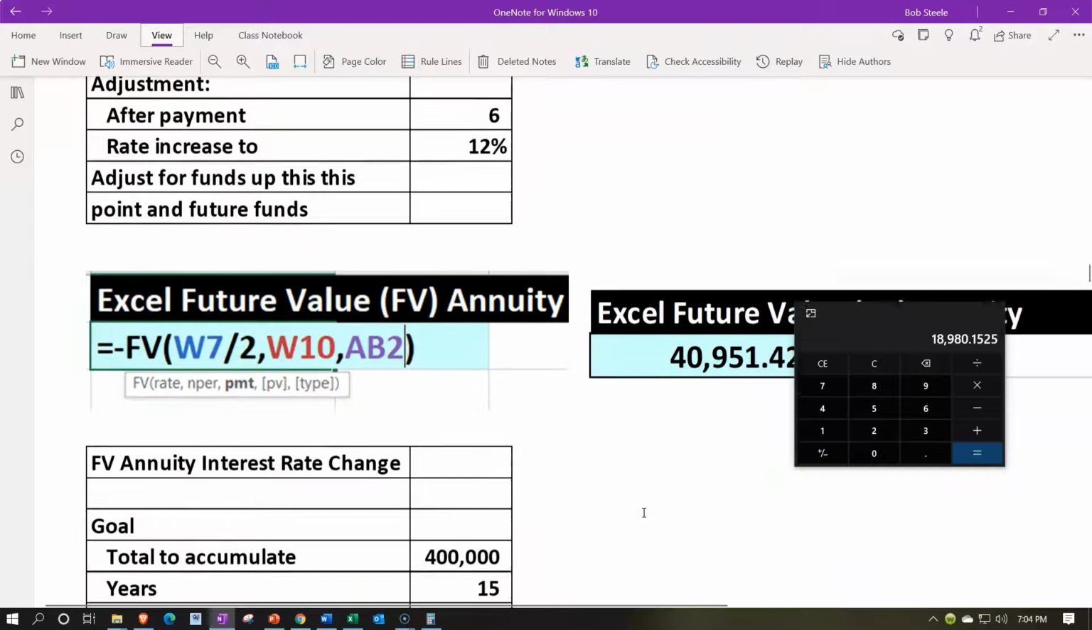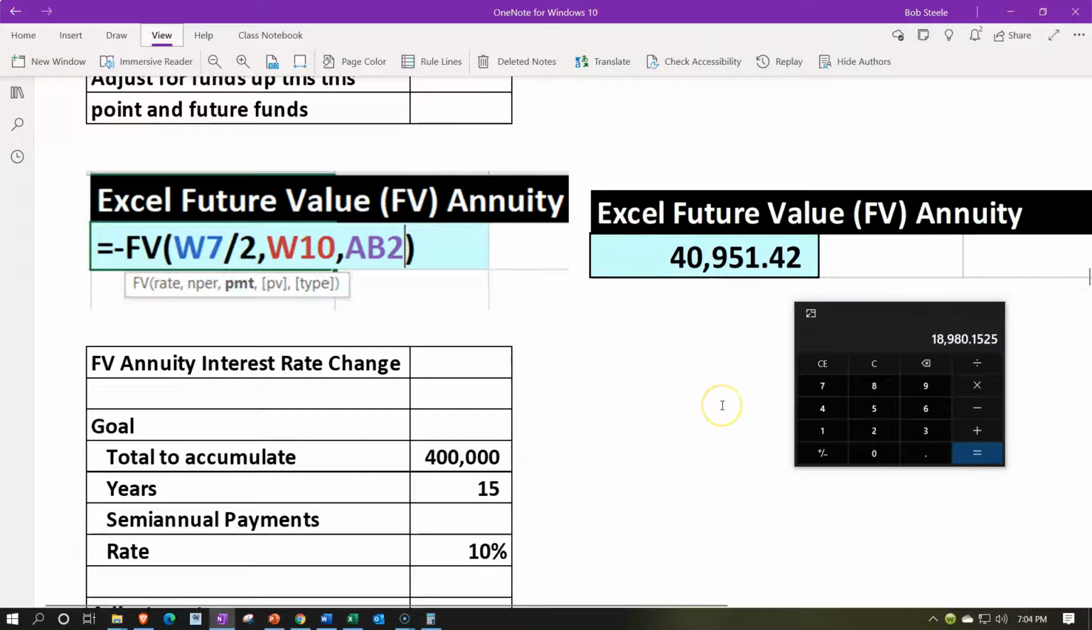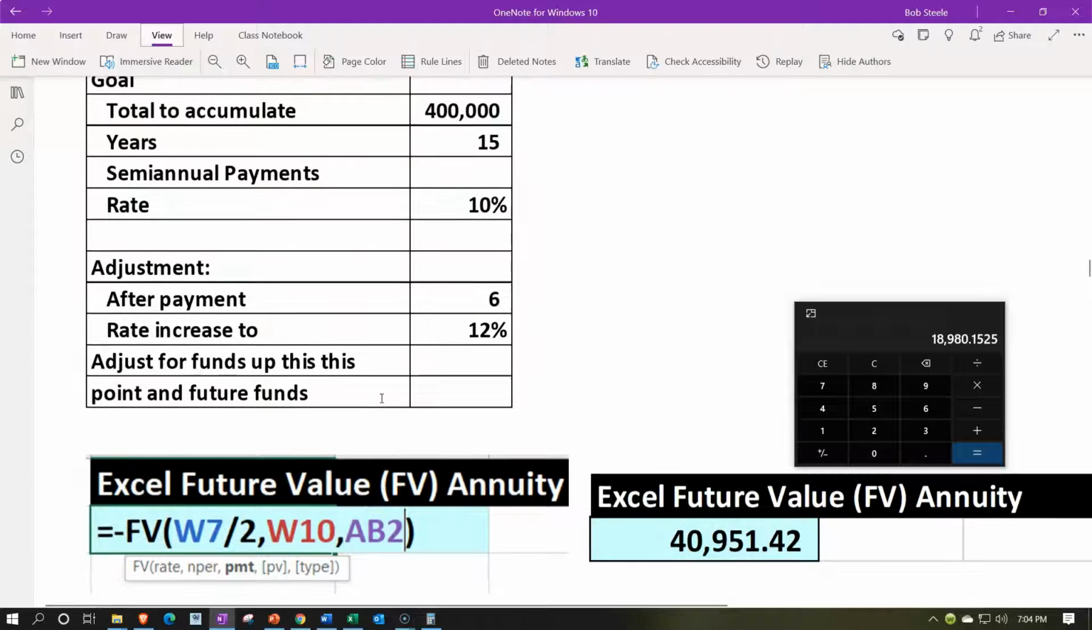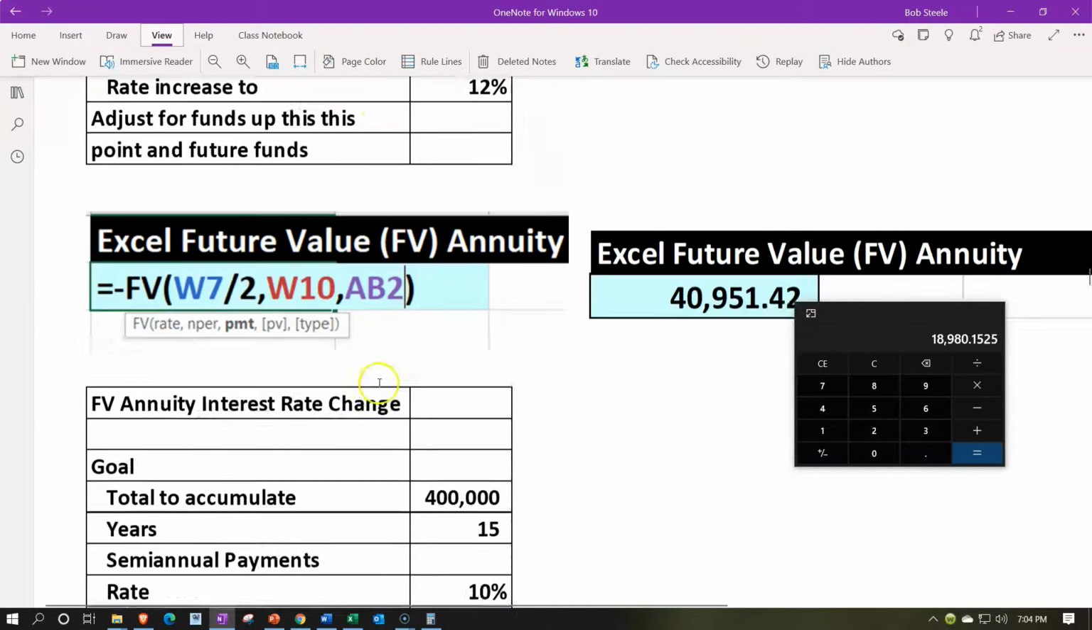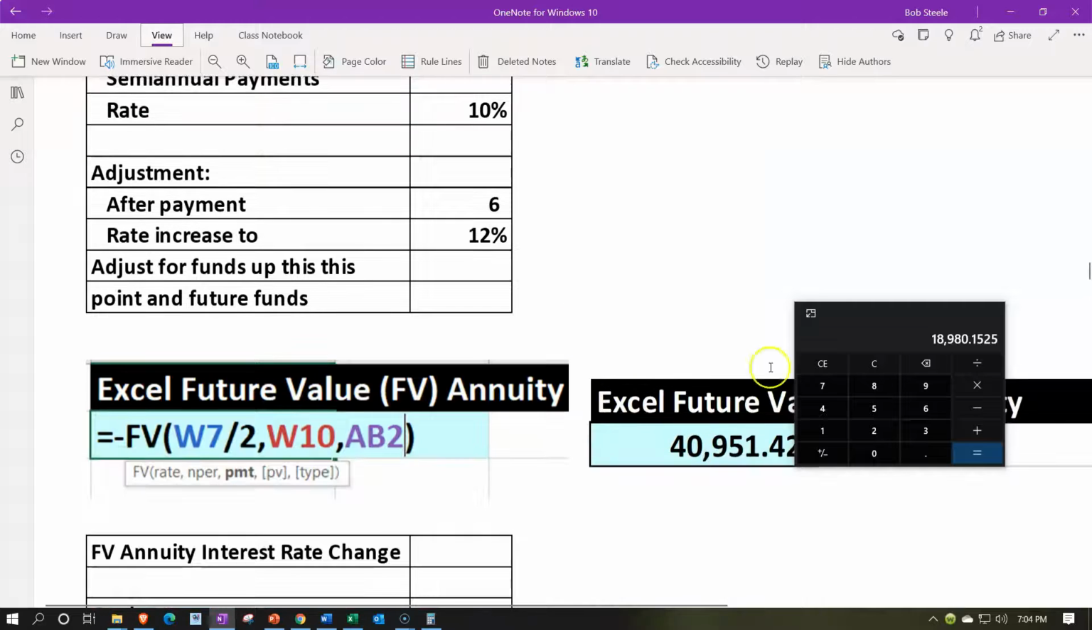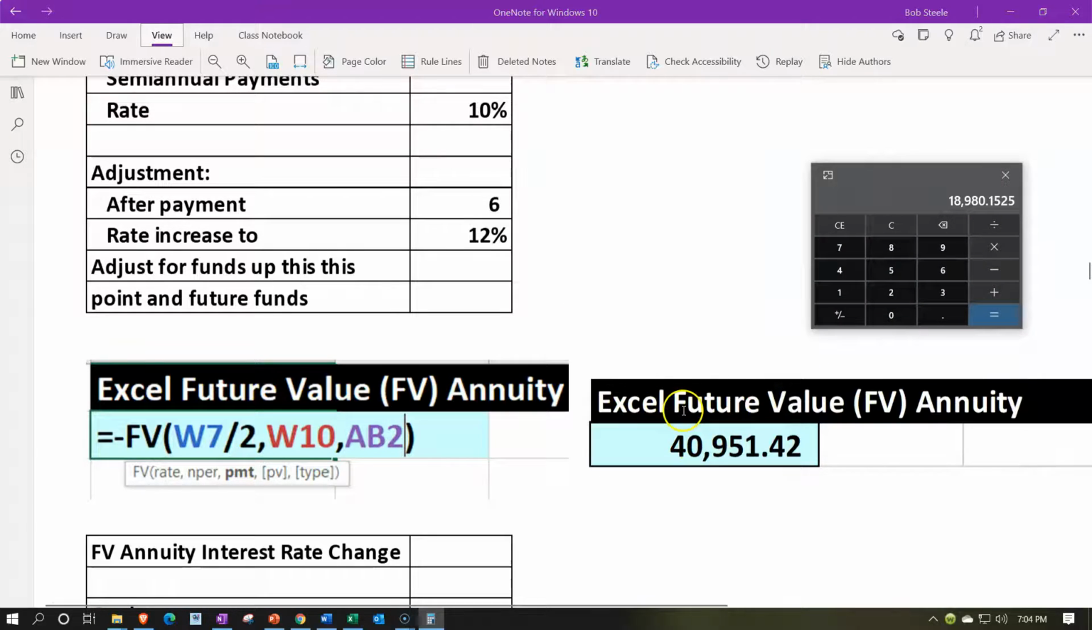If we scroll on down, we can also see this with the future value annuity. So this would be a future value of an annuity calculation, which would take into consideration the rate, which would be the 10% divided by 2, or 5%, comma, number of periods, 6, because this is in semi-annual periods, comma, and then the payment, which we picked up from the prior thing here, the 6021, and that would give us once again the 40,951.42.